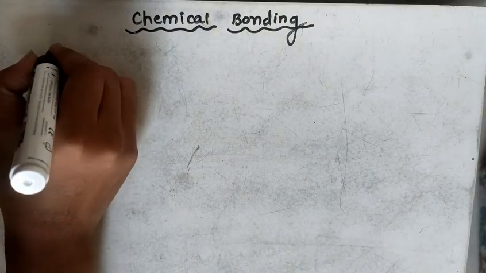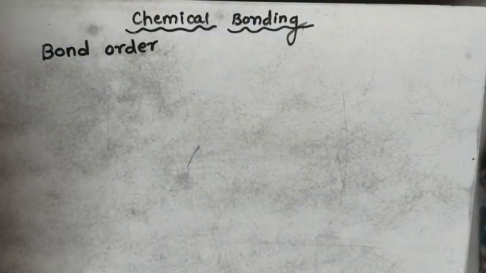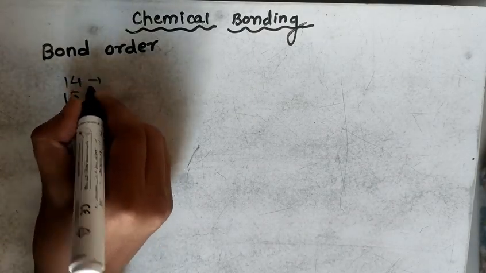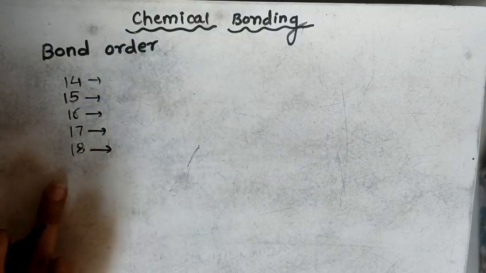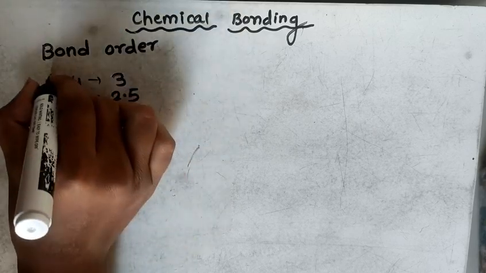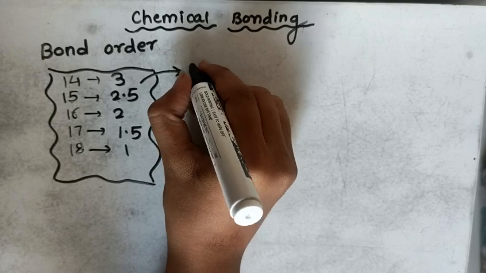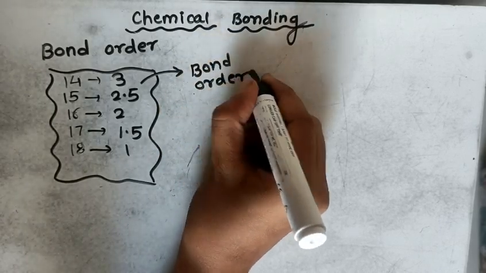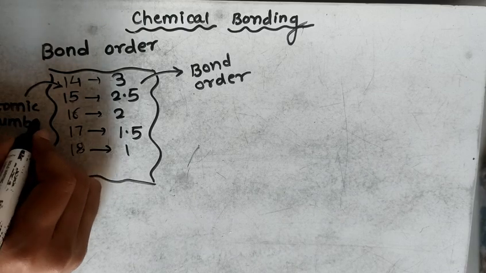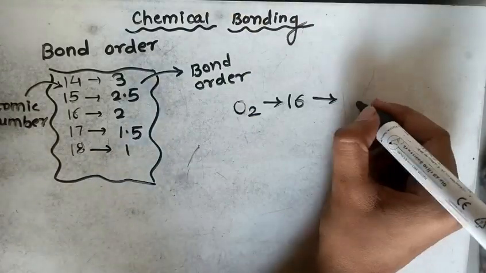One trick of bond order is this. You can directly learn the bond order starting from down: 18 is 1, then 1.5, 2, 2.5 and 3. Here this column is the bond order and this one is the atomic number. Like, oxygen is 8, so for 16 its bond order would be 2.